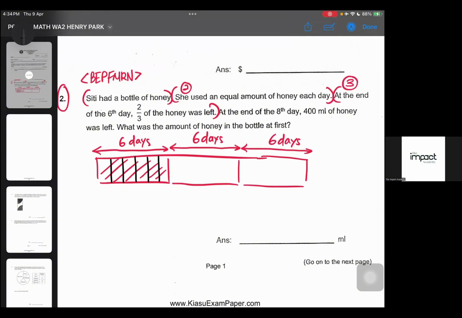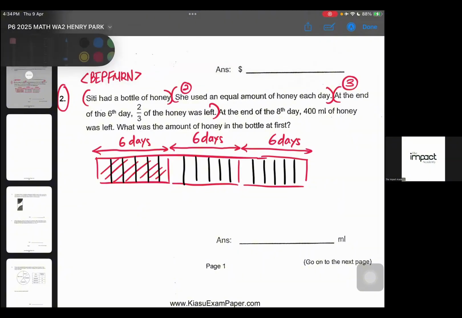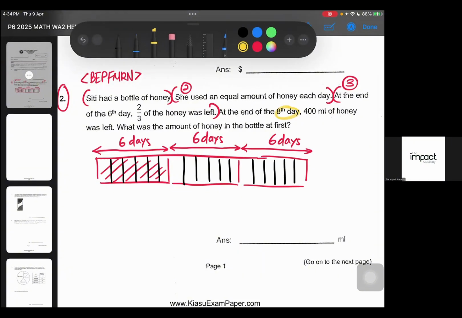Okay, I can split it into 6 parts. Can you see that? That means I will do likewise. 1, 2, 3, 4, 5, 6. Now, the question is very kind to tell us at the end of the 8th day. That means to say I'm going to stretch it a bit more. 7 and 8. Alright, at this point, this is my 8th day.